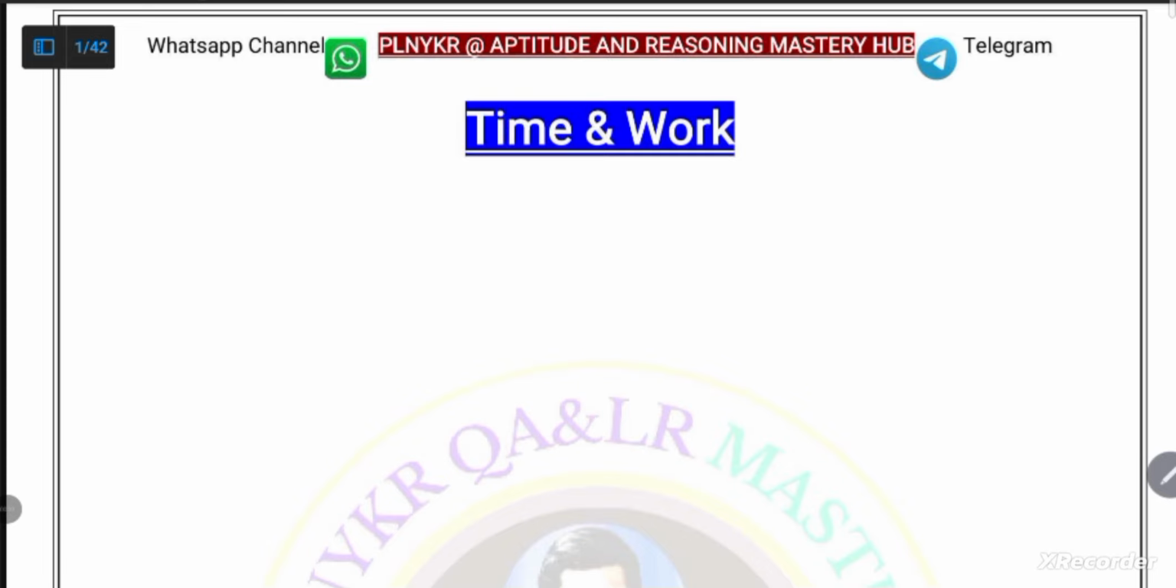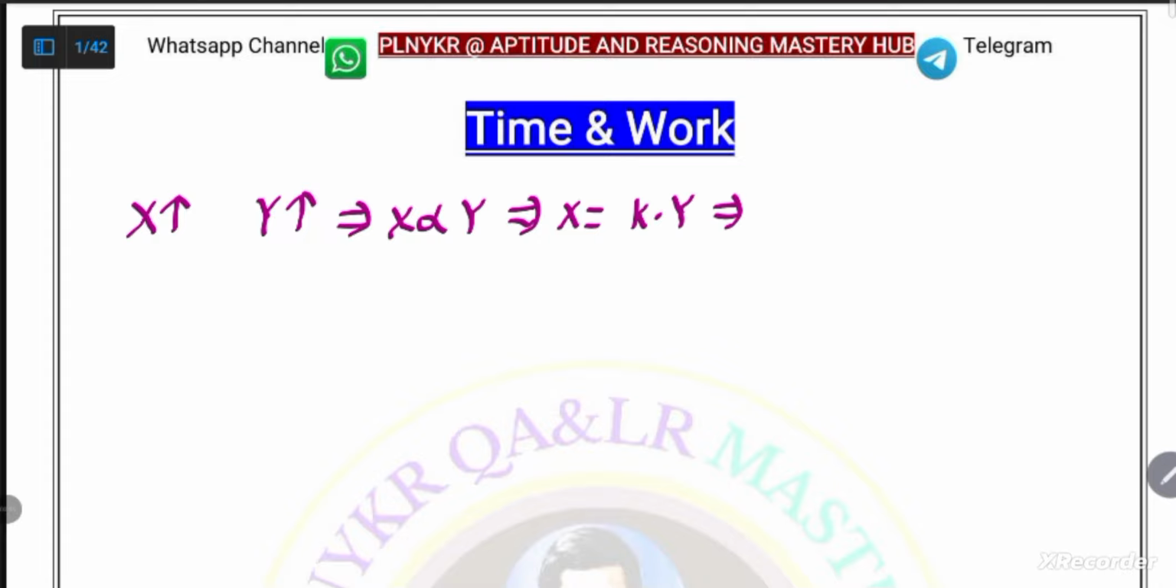My strong suggestion is, instead of memorizing the formula, try to understand how the terms are related, not only in this topic, in any topic. For example, if there are two variables or quantities, let us say x and y, by increasing quantity x, the other quantity y is increasing, then we'll say that x is directly proportional to y, which implies x equals constant k into y, or x by y equals constant.